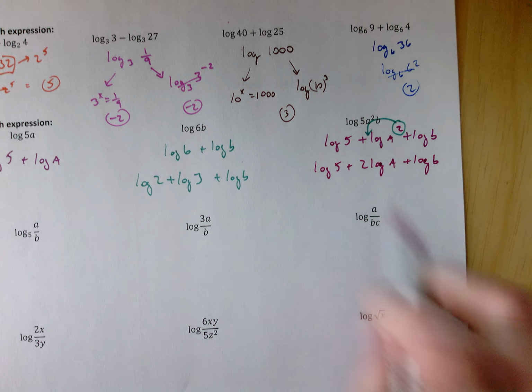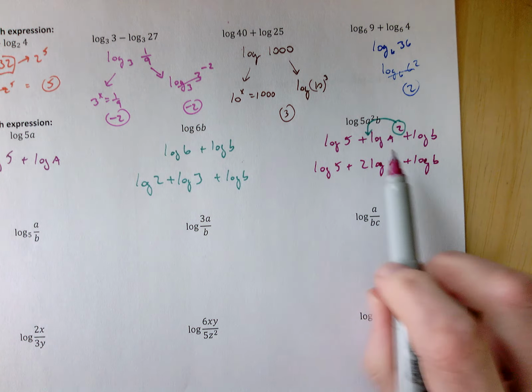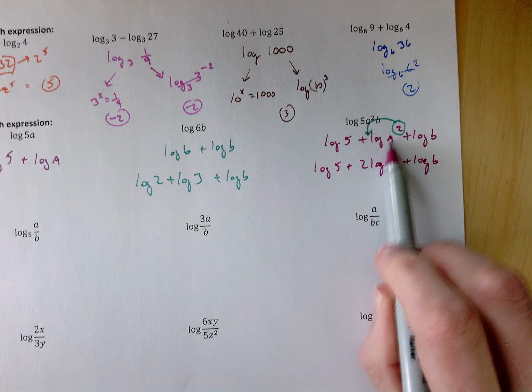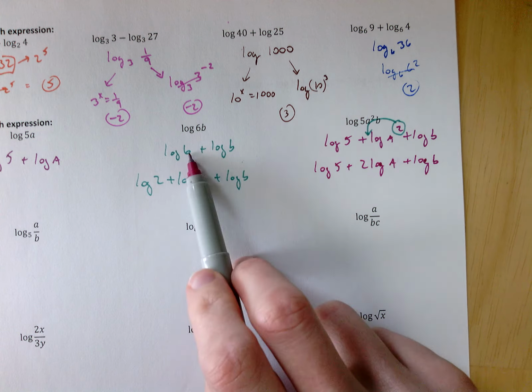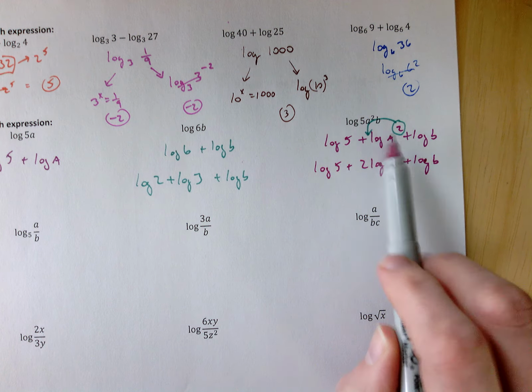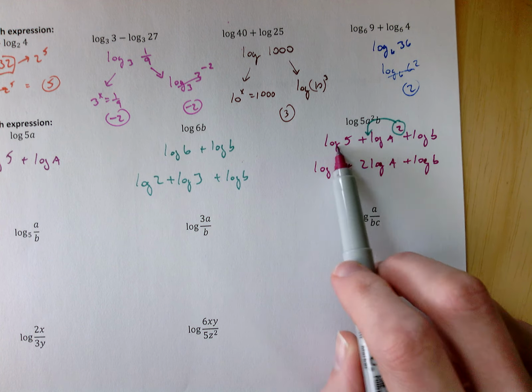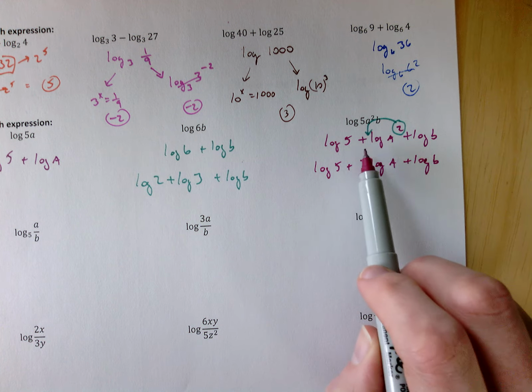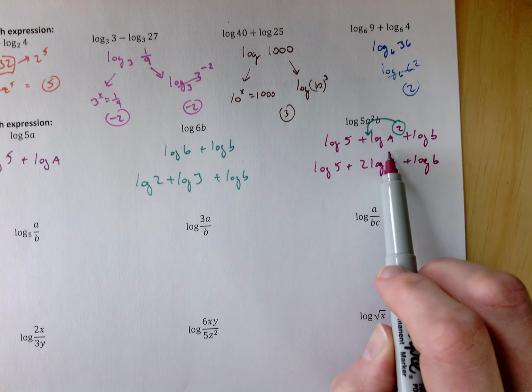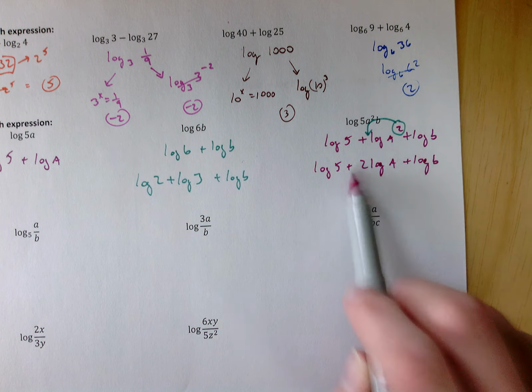Right? And if you think about it for a second, that should make sense too, right? Because a squared is a times a. So just like how we took the 6 and we broke it down into 2 and 3, you could take a squared and break it down into a and a, right? So it would be log of 5 plus log of a plus another log of a, aka 2 logs of a.